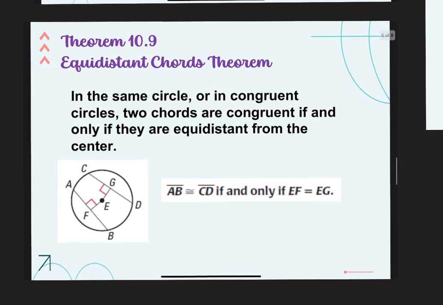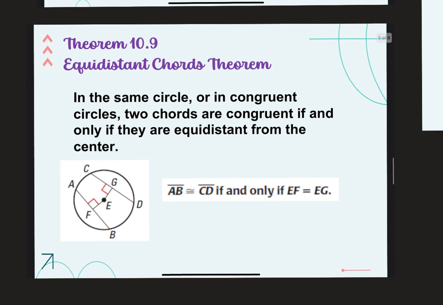And then the last one was the equidistant chords theorem: in the same circle or in congruent circles, chords are congruent if and only if they are equidistant from the center. And again, this is an if and only if, which means it works both ways. If the chords are equidistant from the center, then they are congruent. And if the chords are congruent, they are equidistant from the center.